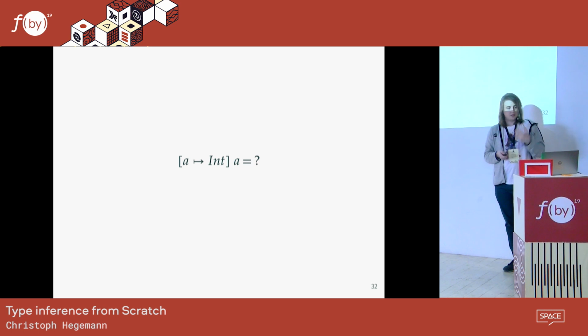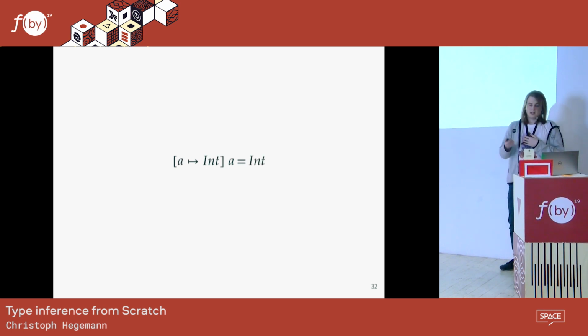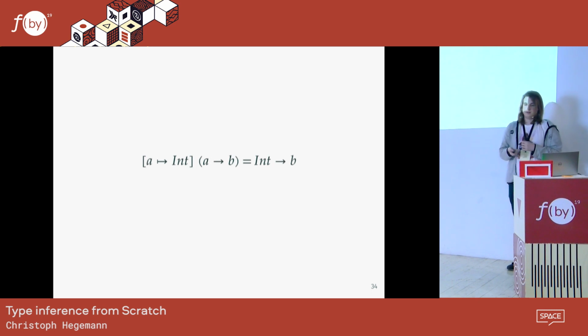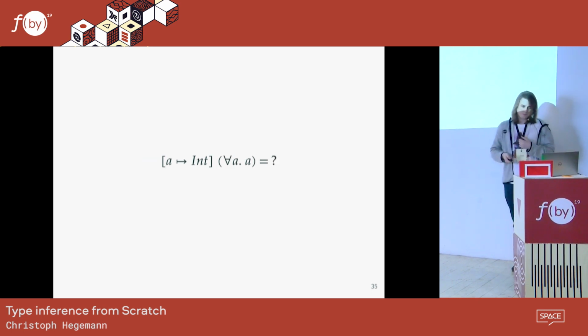So here I have the substitution that maps a to int, and I apply it to the type a, and that gives me int. If I apply that substitution to the type a goes to a, I get int goes to int. If I apply that substitution to the type a goes to b, I get int goes to b. So variables that do not appear in the substitution remain untouched.